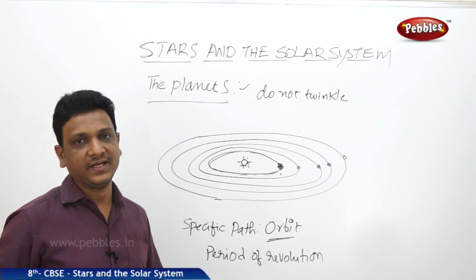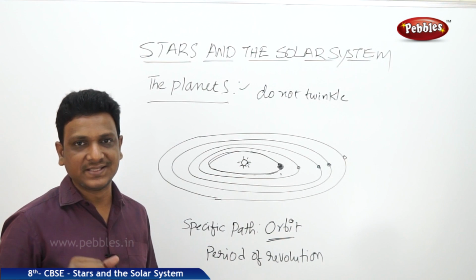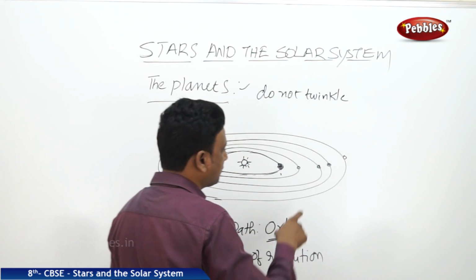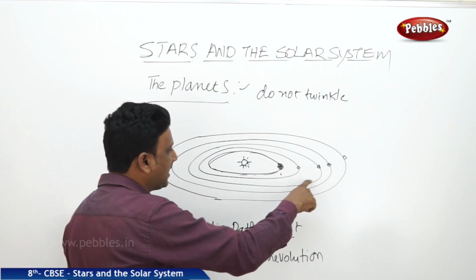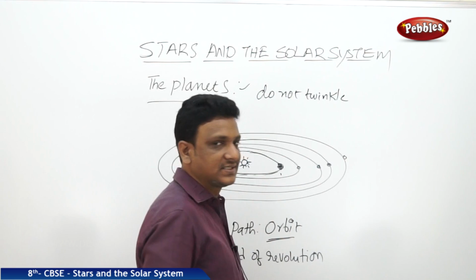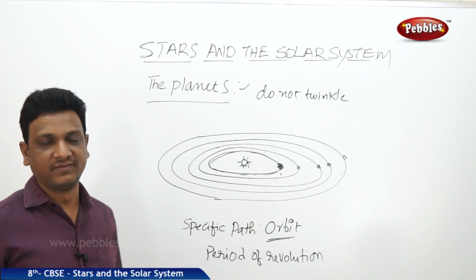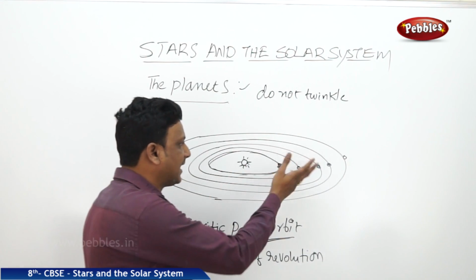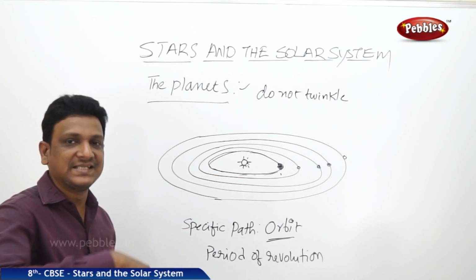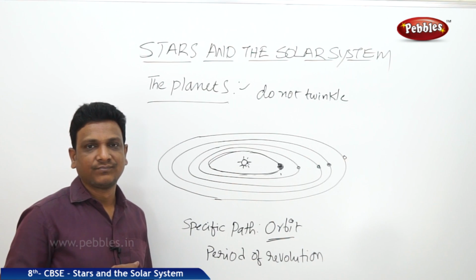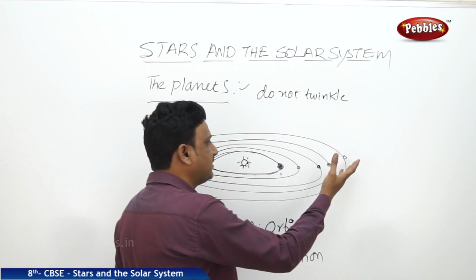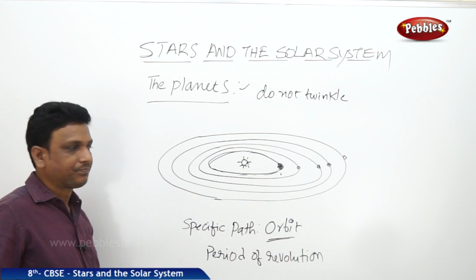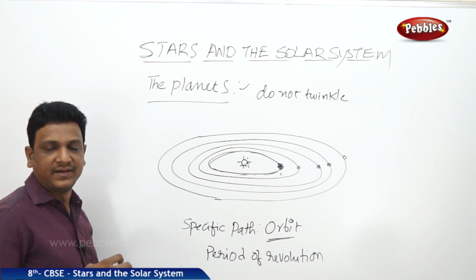For the earth we calculate 365 days approximately to complete one revolution around the sun. So just take the earth, the third position here. It will take 365 days to complete one revolution. The period of revolution varies from planet to planet. It is based upon the distance it travels. So some are far, which will take more time. Depending upon the distance, they travel around the sun.